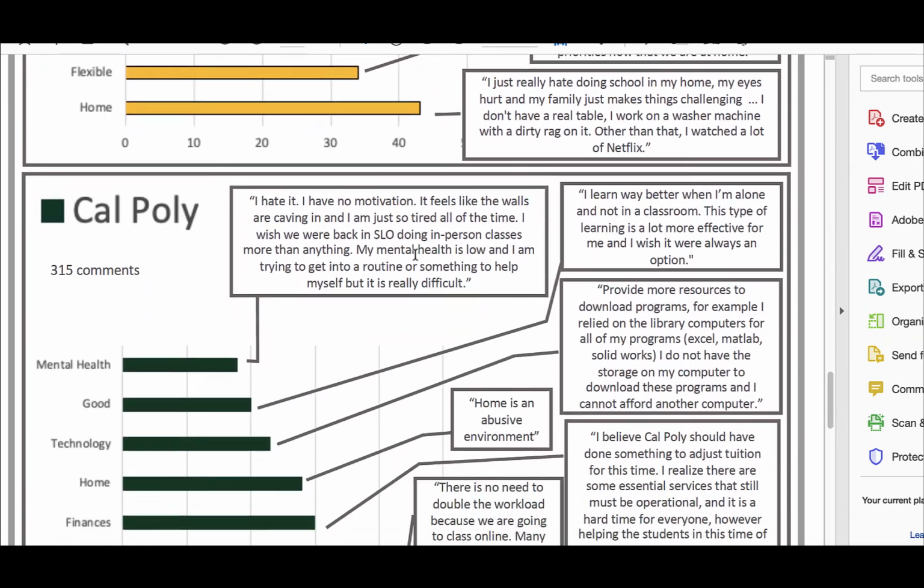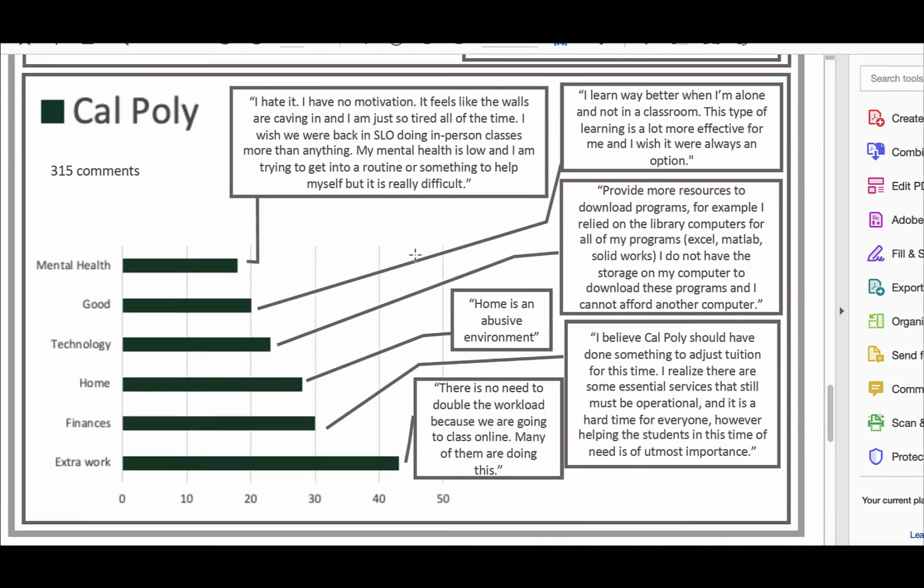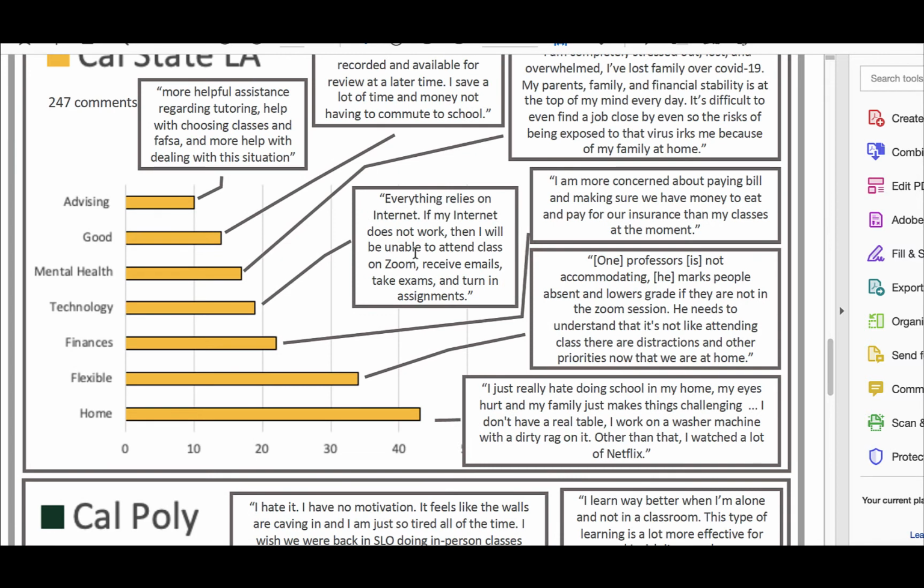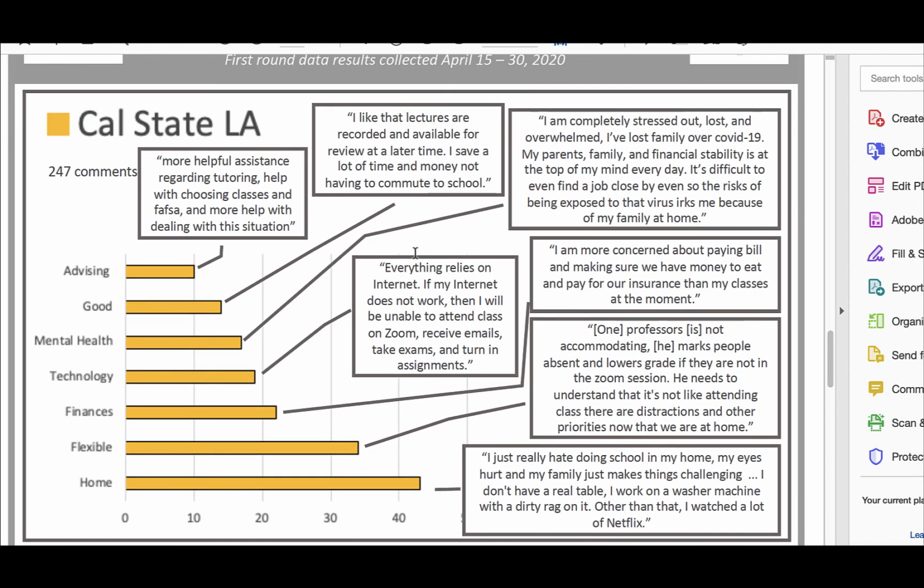I did this for Cal State LA, and I did it for Cal Poly. So you could see the differences in the responses. Now, the reason I'm showing you this is because when you do a survey, you often have quantitative answers to questions. And then you also should include some sort of open-ended comments. And this is one way to evaluate these open-ended comments.